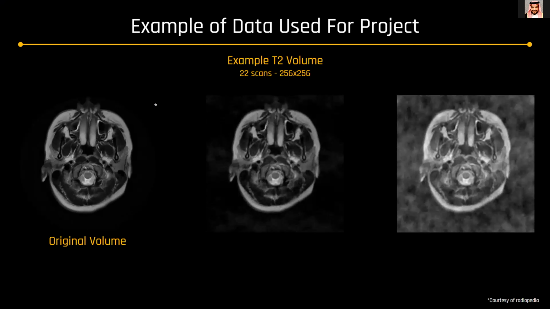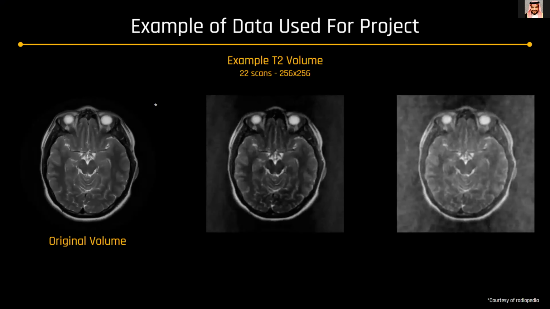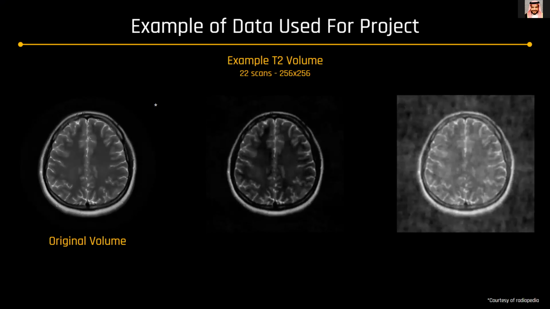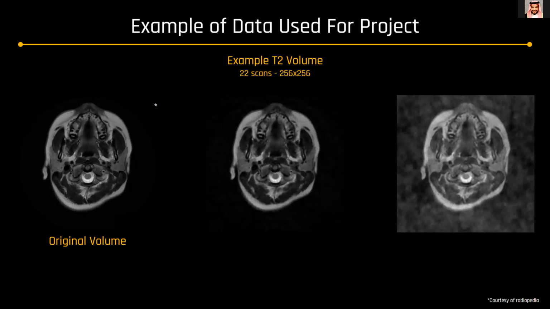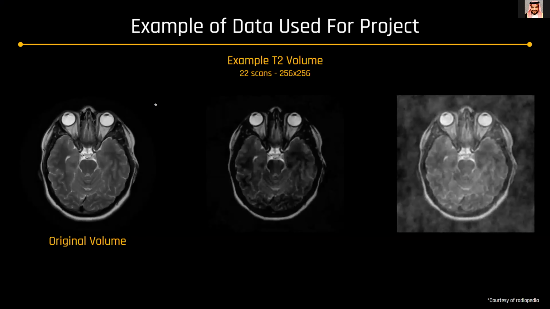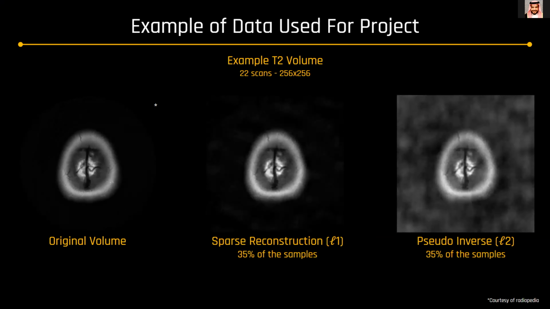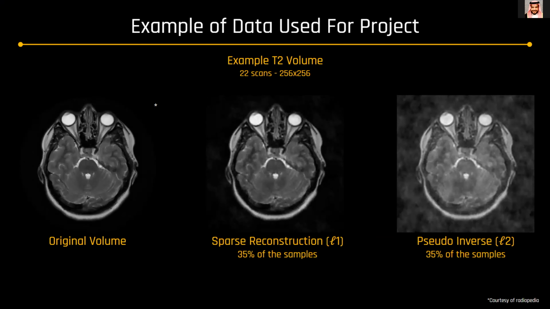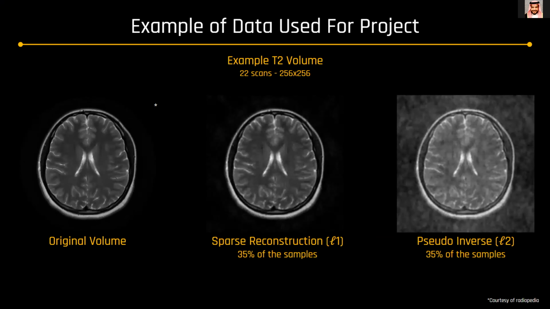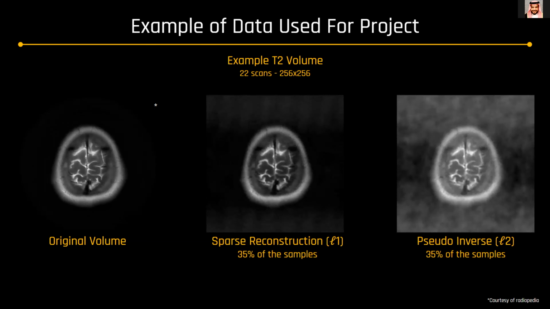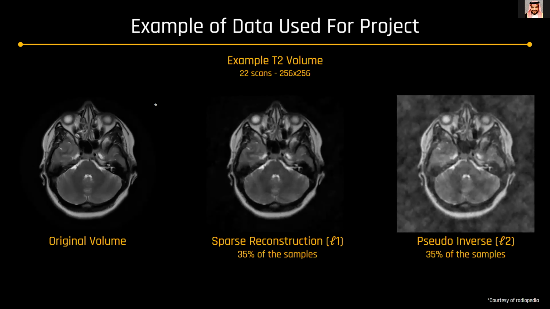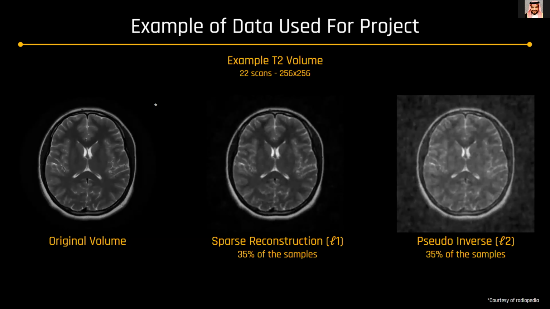Now this is our reconstruction from the experiment. This is the total T2 volume with 22 scans, 256 by 256. This is the original volume. This is reconstructed using L1 minimization, using the minimization problem I talked about earlier, in the wavelet domain. And this is the pseudo-inverse L2 inverse Fourier transform.